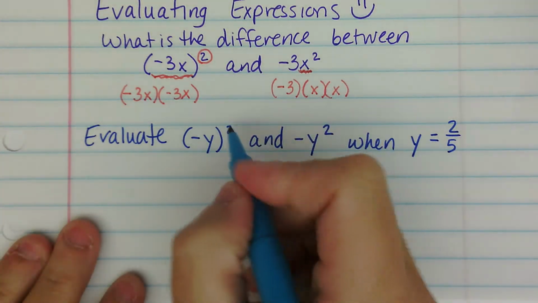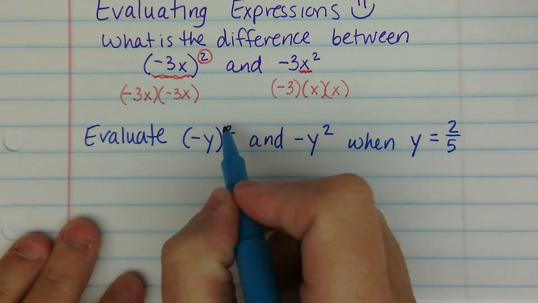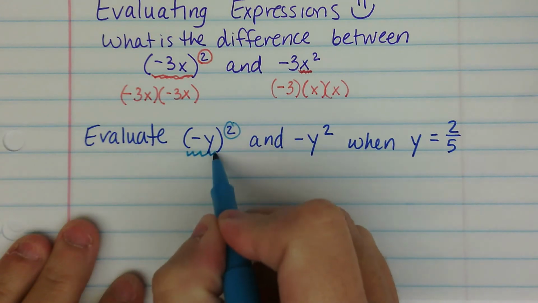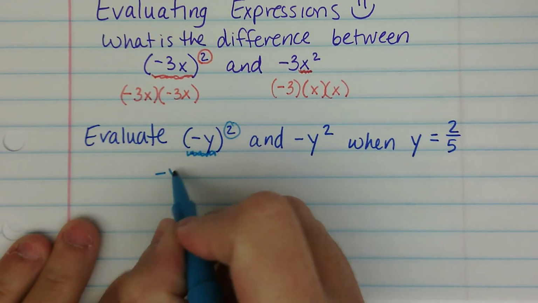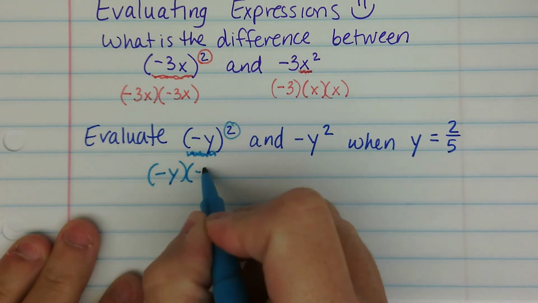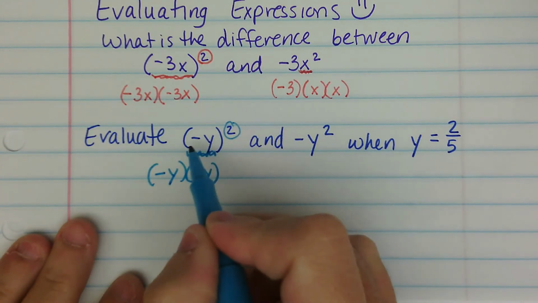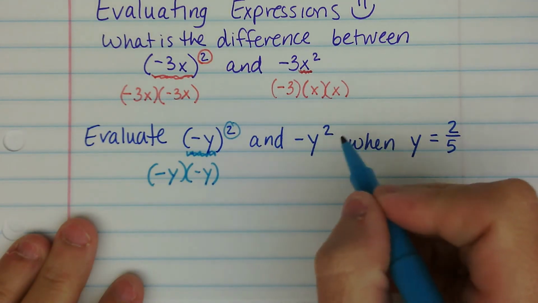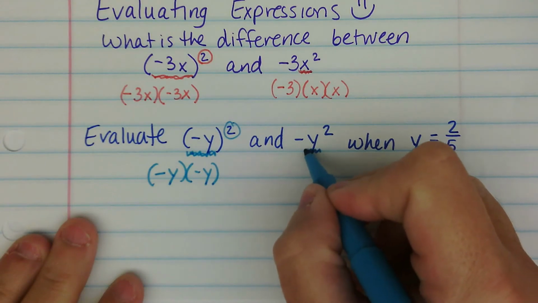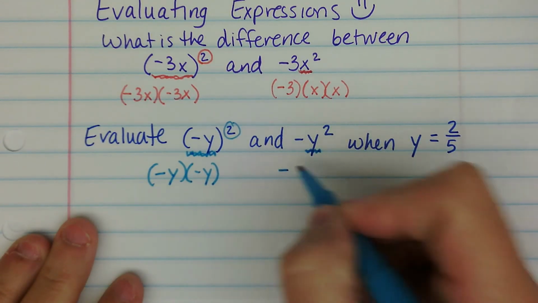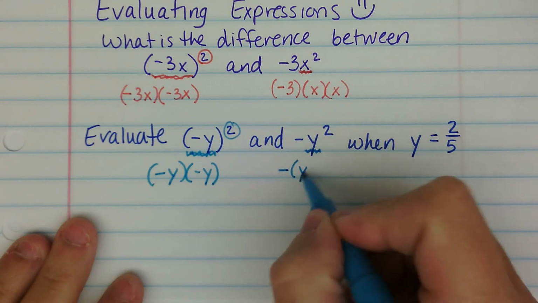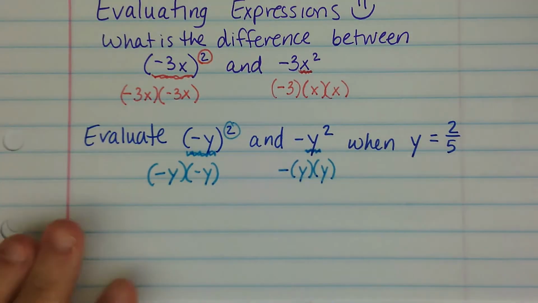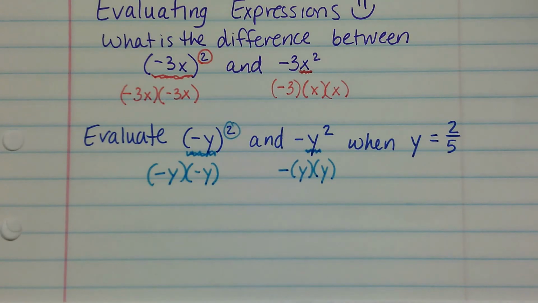Remember, when the 2 or the exponent is on the outside, that means that we have to repeat all of this. So this is negative y times negative y, because we're doing everything inside the parentheses twice. Whereas this one, what's being squared is just the y. That negative is going to come down, and this is y times y. Now it's time for us to put our fraction in. So we're actually going to replace or substitute 2/5 in everywhere we see a y.